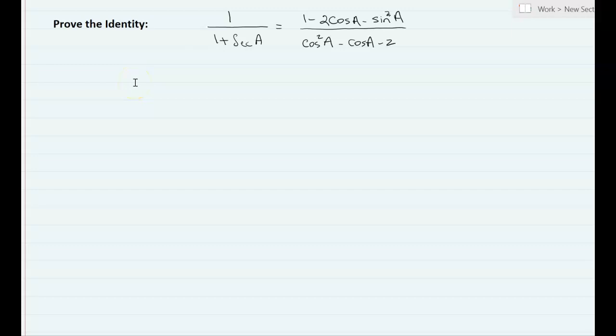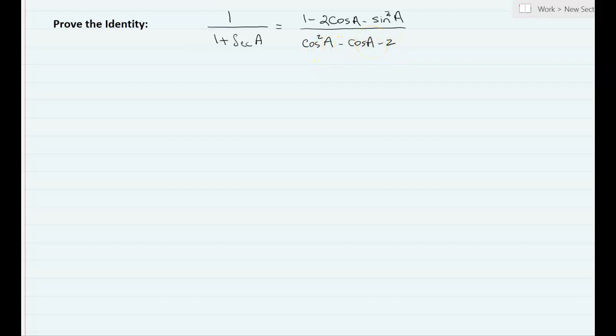All right, let's look at this question. Prove the identity. Left hand side we have 1 over 1 plus secant of a equals to 1 minus 2 cos a minus sin squared a, all over cos squared a minus cos a minus 2.